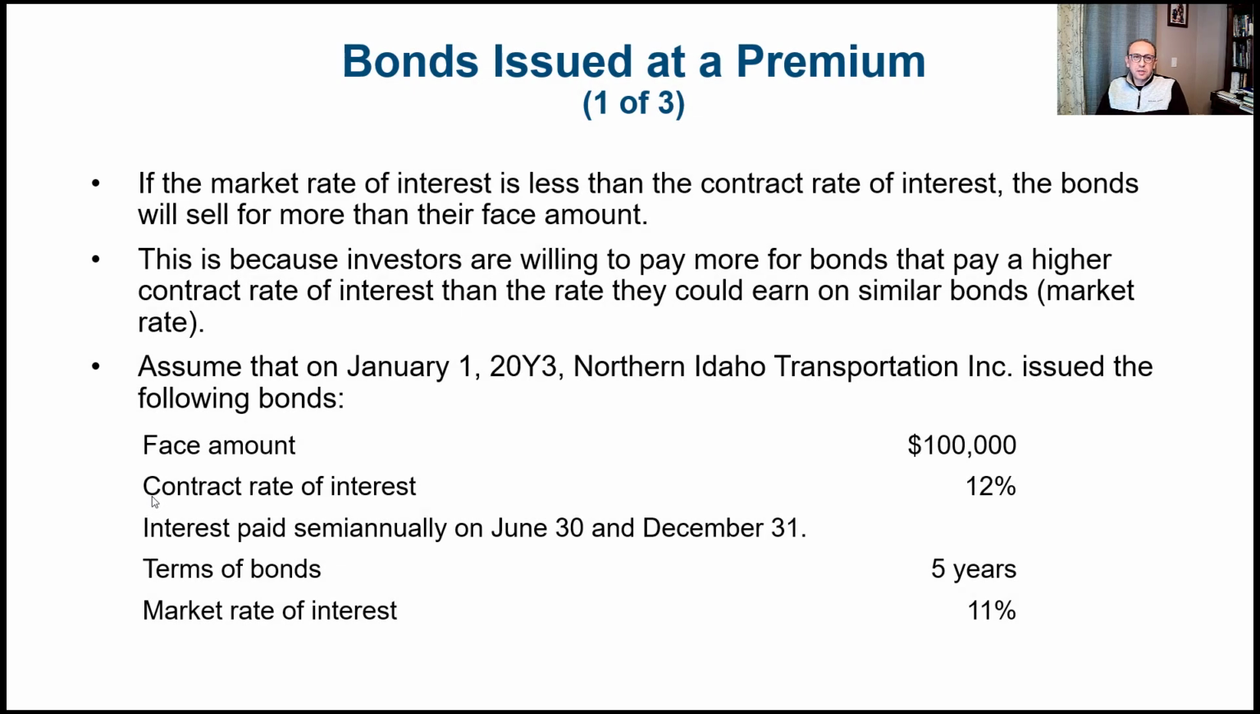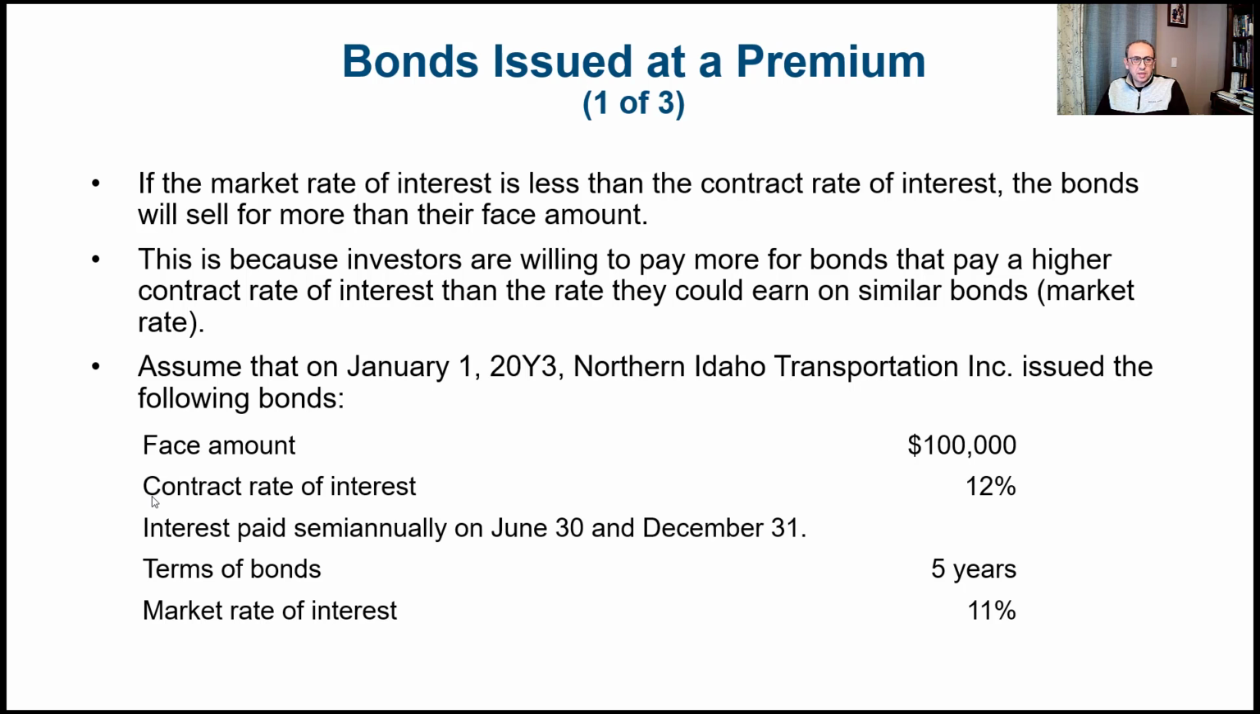Hello everyone. Now let's continue our discussion for Chapter 11 about liabilities and more specifically about bonds. We're going to be going over the scenario of a premium, or bonds issued at a premium. So as we said before, if the market rate of interest is less than the contract rate of interest, the bonds will sell for more than their face amount.